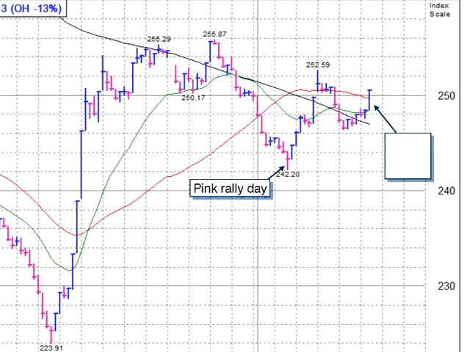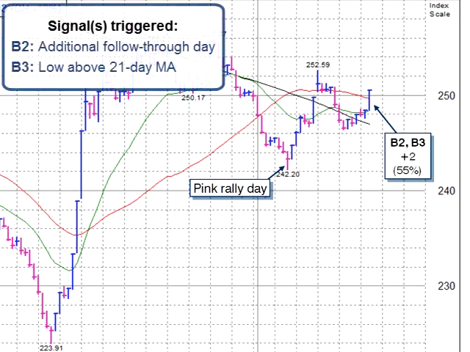Look at your cheat sheet, what does it look like? B3, there you go. So a B2 and a B3. It's an additional follow-through day because it's within 25 days of our rally day, and it's a B3 because our low is above our 21-day, so we're at a +2. So now you're getting exposure again.